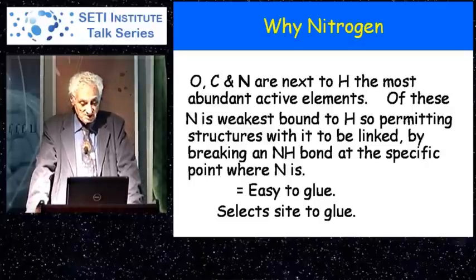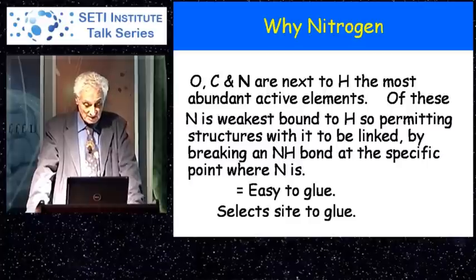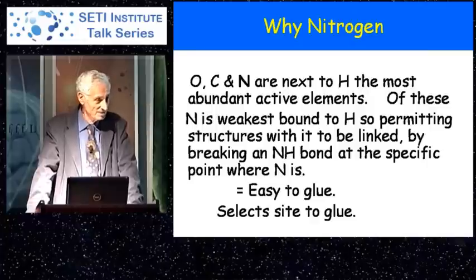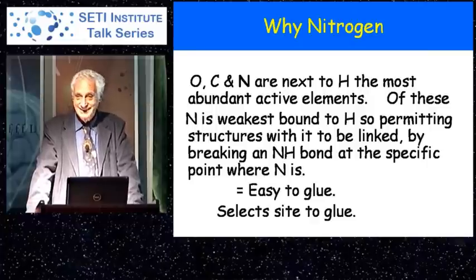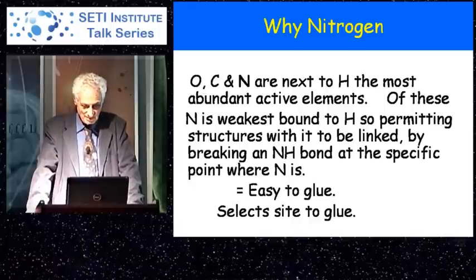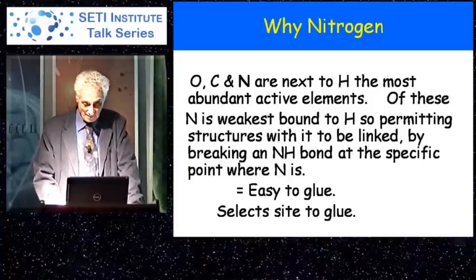Nitrogen. Well, oxygen, carbon, nitrogen, next to hydrogen, are the most abundant active elements. And of these, nitrogen is the weakest bound to hydrogen. So if you're going to need to grab a hydrogen, the easiest place to grab it from is nitrogen. It's about 5 or 6% easier than trying to get it from carbon, and a lot easier than trying to break an OH bond. So nitrogen provides an easy place to glue. It's a site at which sort of gluing a molecule together will happen.